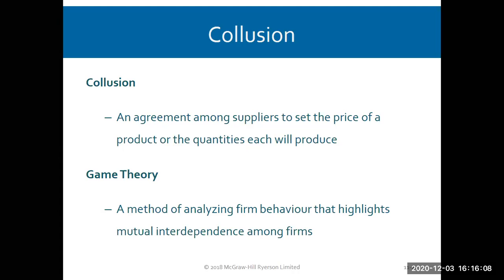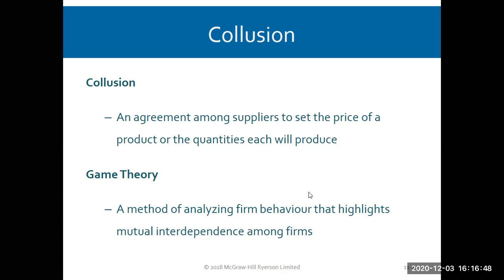We're going to look at a model that shows this mutual interdependence. But first, let's define something called collusion. Now, collusion is an agreement among producers or suppliers, either to set the quantity that they're each going to produce or to set the price of a product. But they have to act together to come out with this agreement, and hopefully they stick to it. It's illegal in most countries. You're not allowed to collude because it usually works against consumers. And this type of action may or may not be successful, as we'll see when we take a look at this thing called game theory.